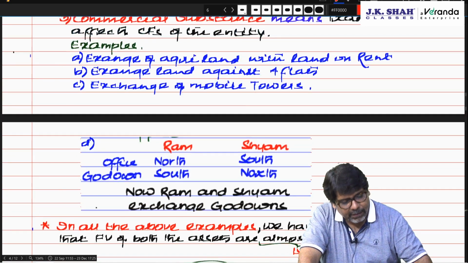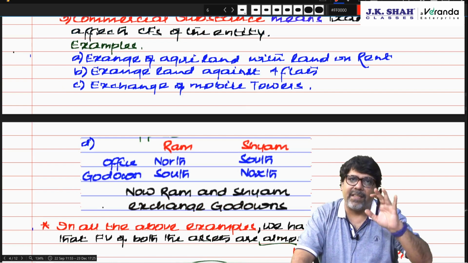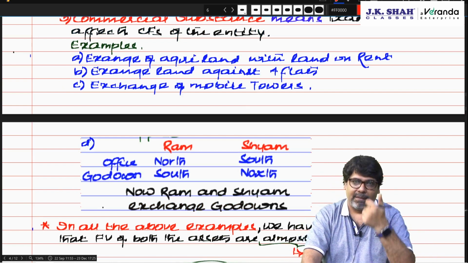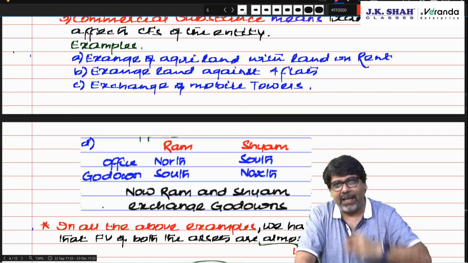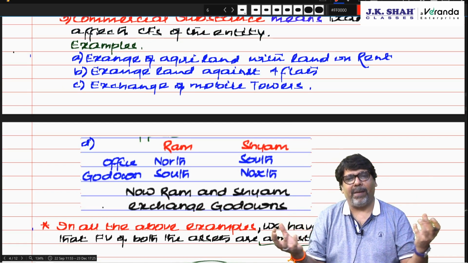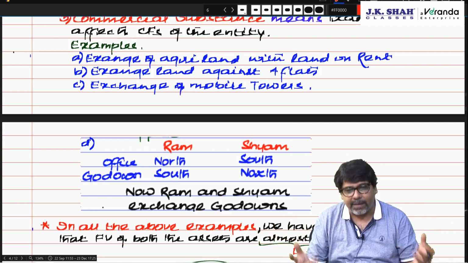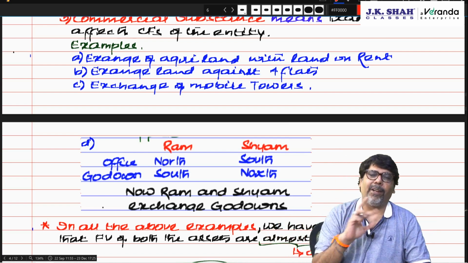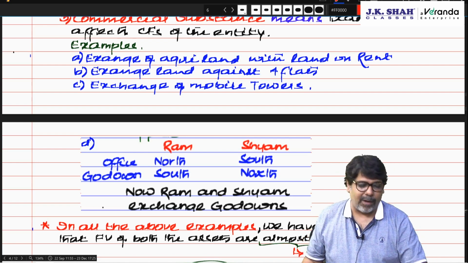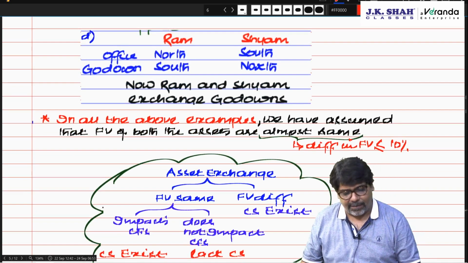So in all these 4 cases, beta, commercial substance exists. I give you agricultural land, you give me commercial land. I give you land, you give me flat. We exchange my mobile tower and your mobile tower. We have exchanged. Why? Because of the customer base. Your godown, my godown, we have exchanged. Why? Because we have chosen the godown which is closer to our office. So all this will impact our cash flows.